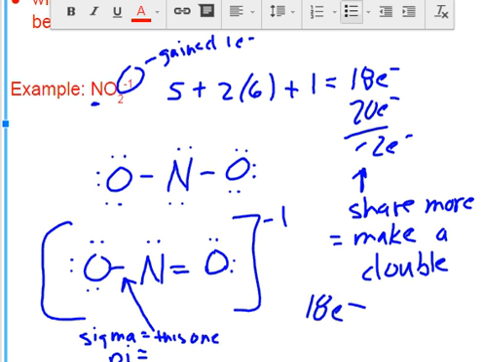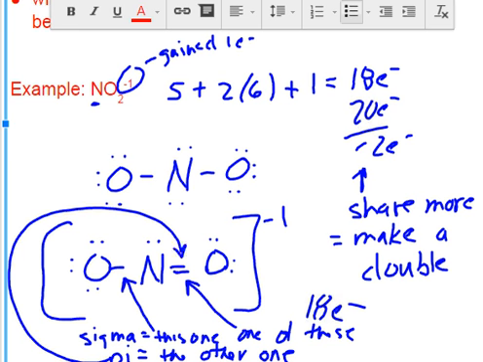So this one and one of these. Can't spell here. And it's going to be the other one right there. Okay, so that's sigma and pi bonds.